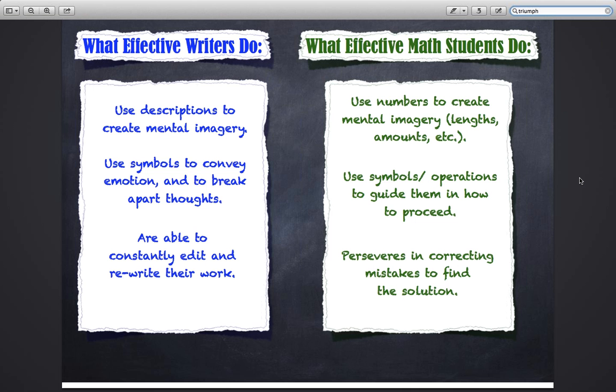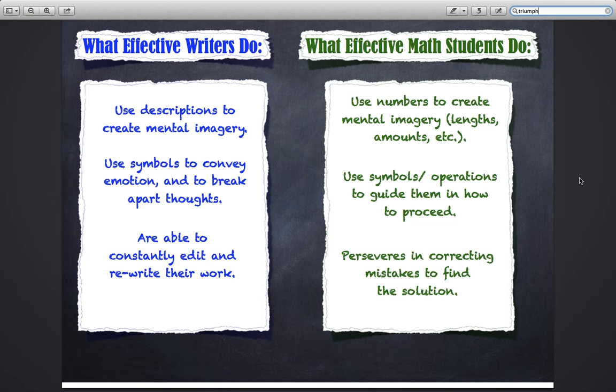Third, effective writers are able to constantly edit and rewrite their work, right? An effective writer knows that the first time they write something, that's not necessarily their final product. And so they can go back, they can edit their work, they can ask for opinions, they can rewrite their work until it gets to the place that they really want it.